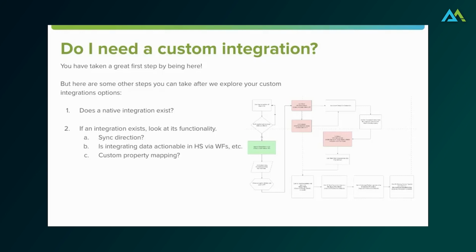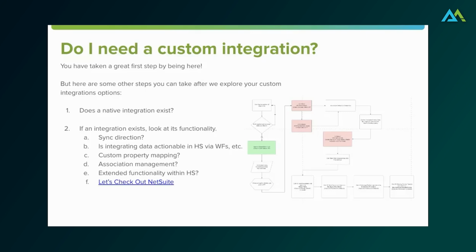Is the integration data actionable in workflows? So do we get some new triggers, some new actions? Can we have custom property mapping? Is it going to manage associations? What is going to be the extended functionality within HubSpot? For example, something like Kixie, when we integrate Kixie, we now have a power dialer that gets overlaid into HubSpot so that our reps don't have to leave HubSpot when they're dialing, right? So that's extending the functionality.